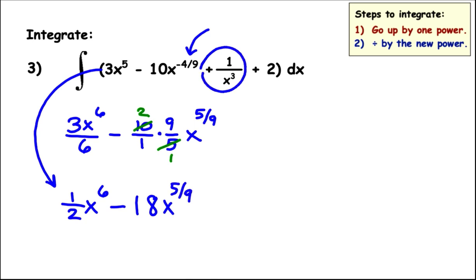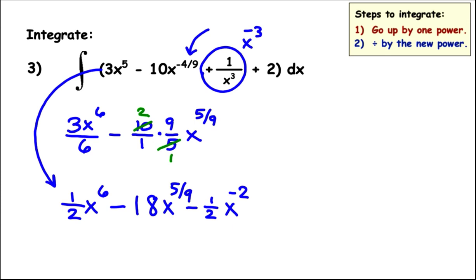That's going to be minus 18 x to the 5/9 power. Oh boy, this is actually x to the negative third in the original problem. And so when you go up by a power, it's going to be x to the negative second. Make sure to go up by a power, don't go down. Negative fourth is going down. Divide by the new power, so that's going to be dividing by negative 2. It's the same as times negative 1/2.